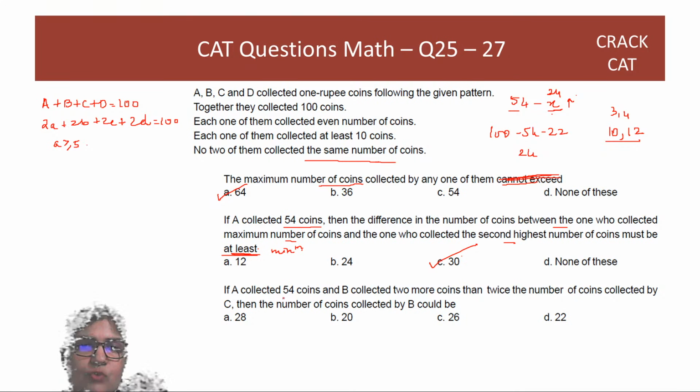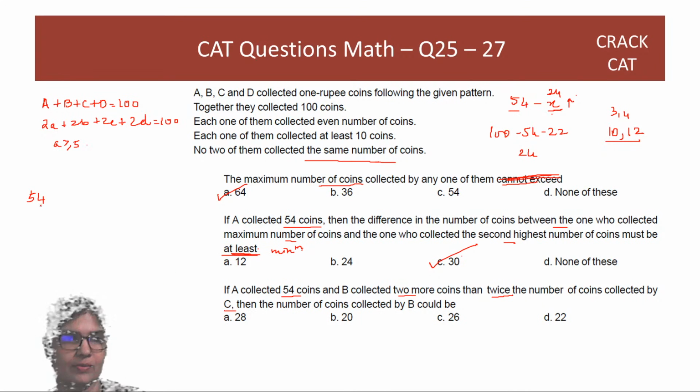If A collected 54 coins and B collected 2 more coins than twice the number of coins collected by C, then how many can B collect? So A has collected 54. So the number of coins left to be collected by the other 3 is 46. So the average coins that they can collect is around 15. It's not as if they can all collect a lot of coins anymore. So let C collect the smallest possible, 10.